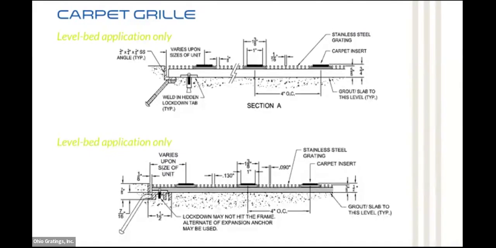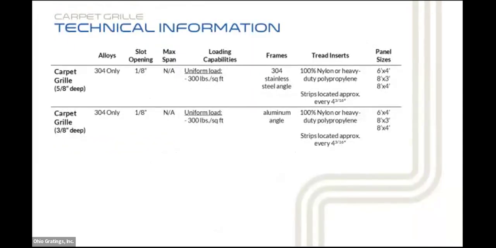Again, these are typically installed in level bed applications only. They're not going to be spanning any sort of distance. But these come in a variety of depths as well. These are going to come in 1 1/8 depth, 5/8 deep, 3/8 deep. Again, the standard sizes that you'd see in other stainless steel entrance mat situations, you're going to see that here with the carpet grills. Again, this is just that hybrid between the two systems.